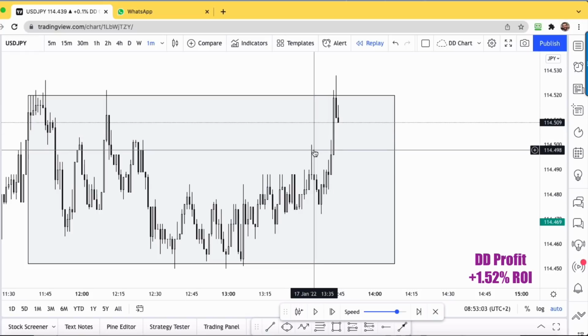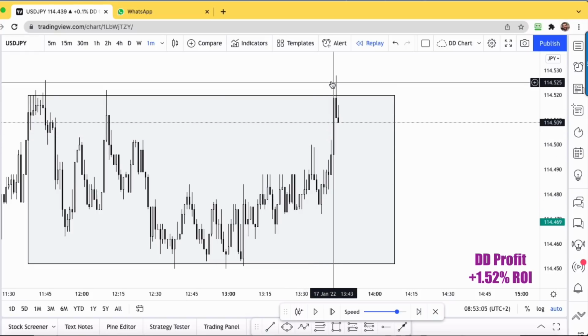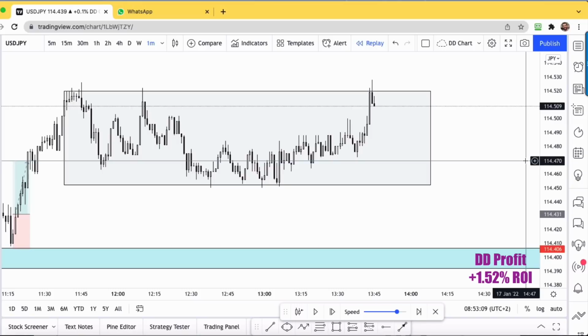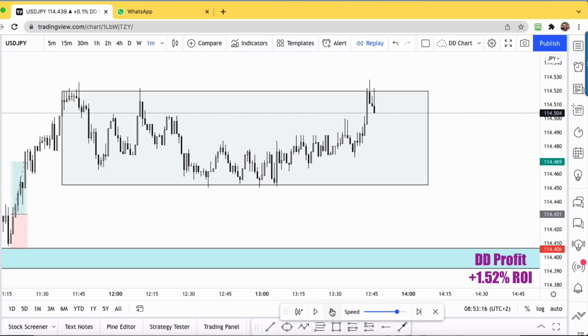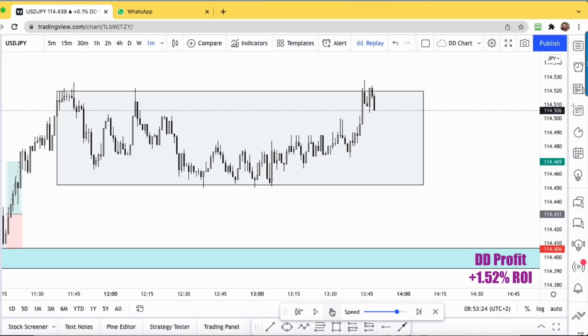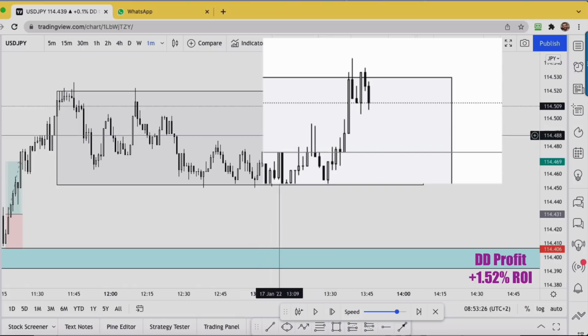So we have a fake out over here, and it went right back into the zone, which is good. Let's see what happens a little bit more. Okay, another try at a breakout, went back into the zone. Okay, that's enough for me for sure.